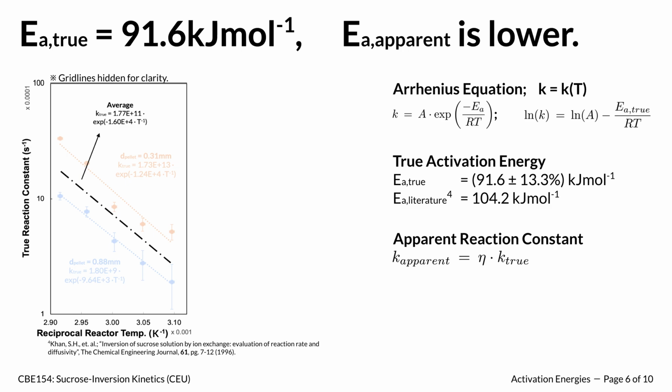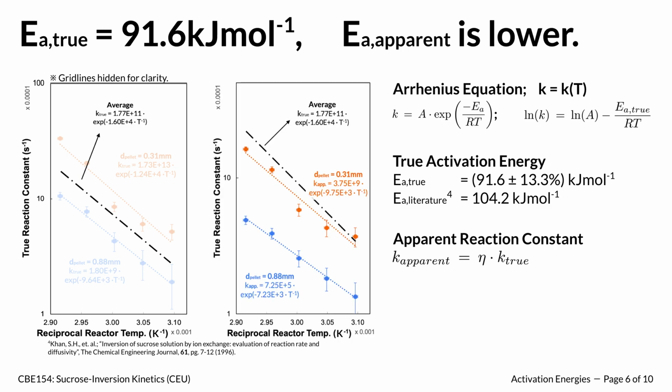The apparent K value is given by the effectiveness factor multiplied by true K, and in this plot, we plotted the apparent rate constant trend alongside the average true K trend. Because the effectiveness factor is always less than 1 under isothermal assumptions, we see that the apparent rate constants are lower than the true rate constants.